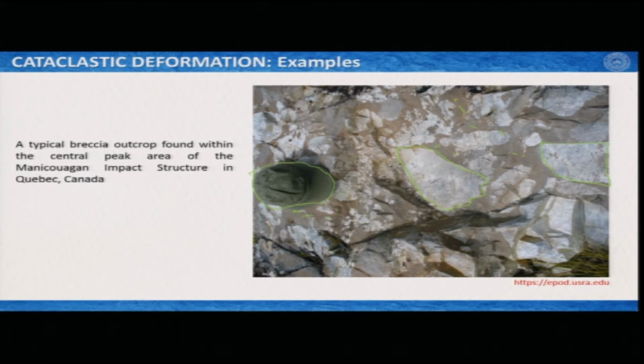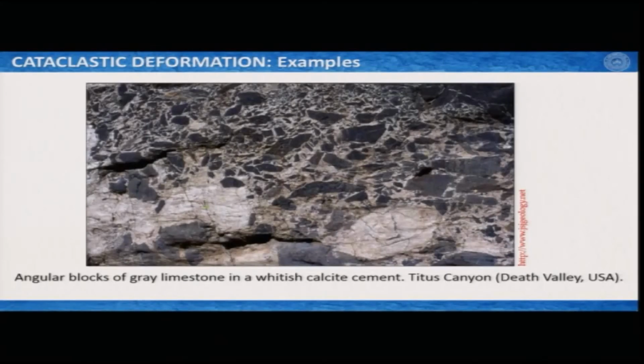Please note, this is not a localized deformation, because when you have an impact crater, a huge mass is impacting and then everything is getting fractured. So, it is not a localized feature, at least at the scale we are thinking of. And this is another example, again from the USA, from Death Valley, and you see these black things which are actually limestone clasts, and these are within the calcite cements which are white, and you see prolific angular clasts, and this is a very typical impact induced breccia. This is how it looks, and this is an example of cataclastic deformation.